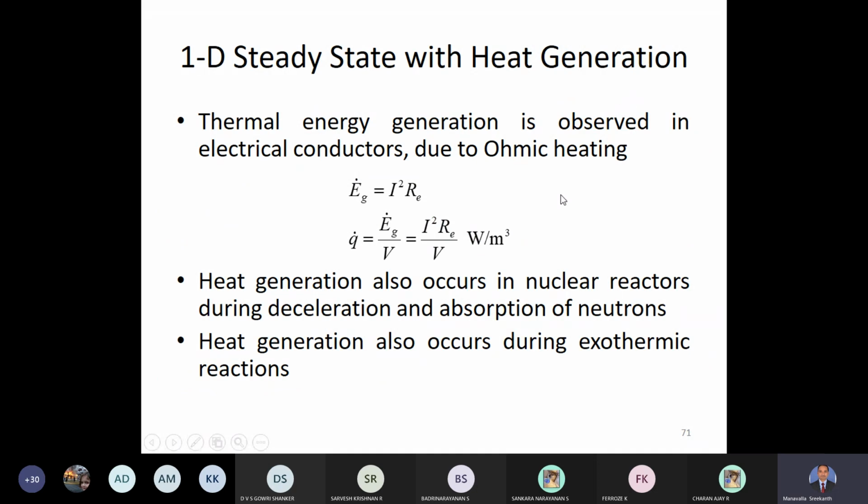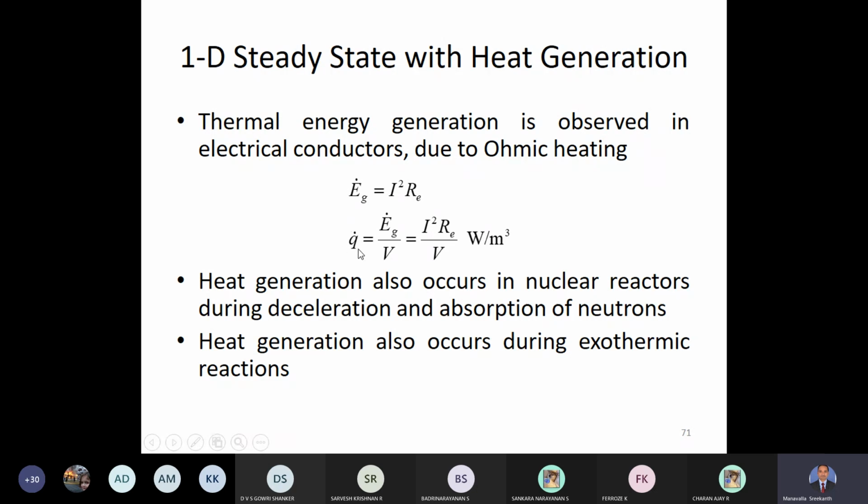Thermal energy generation is observed in electrical conductors due to ohmic heating. So this is known to us. When a current passes through a conductor, some heat is generated, and that heat generated, using the parameters of electrical engineering, we can compute it as I square R. I is the current and R is the resistance. Current in amperes, R is in ohms.